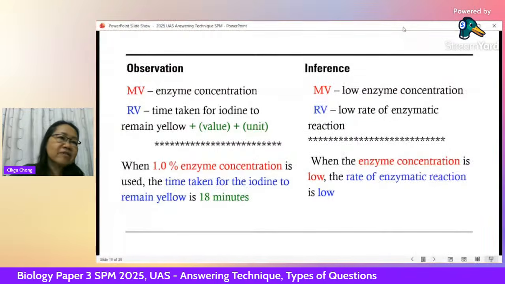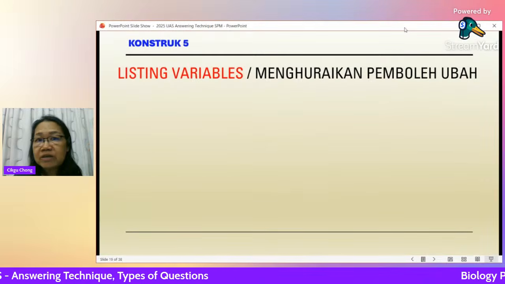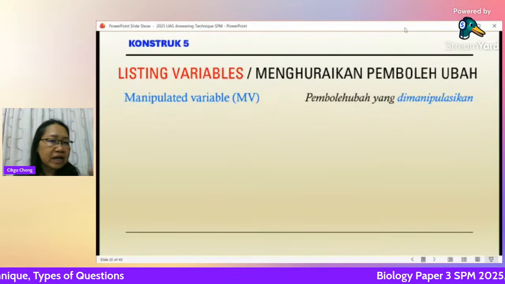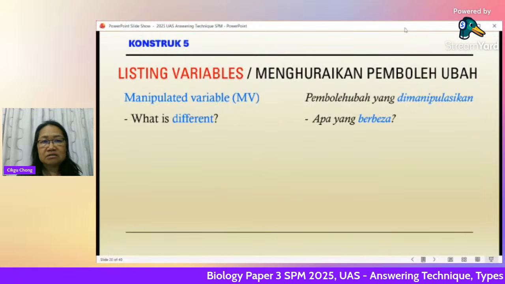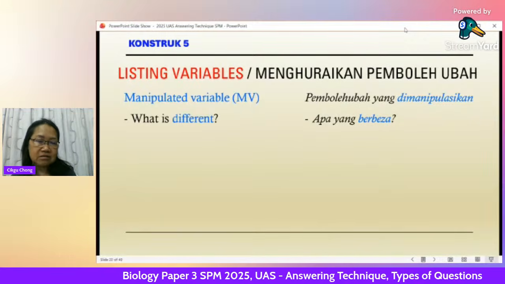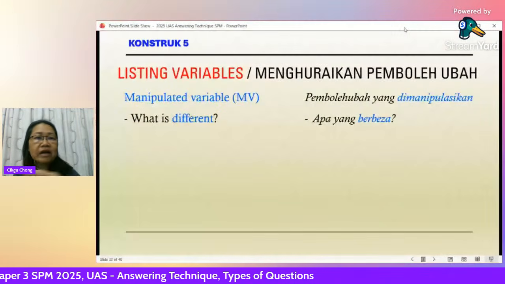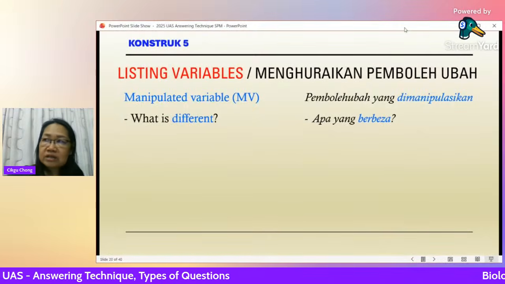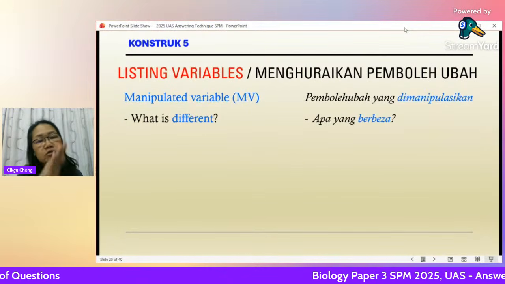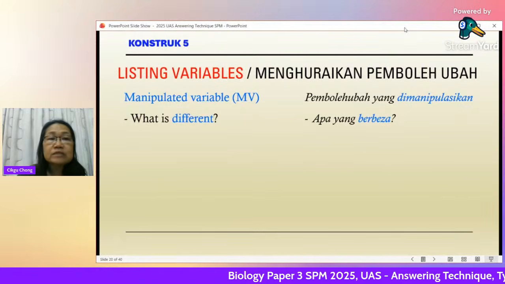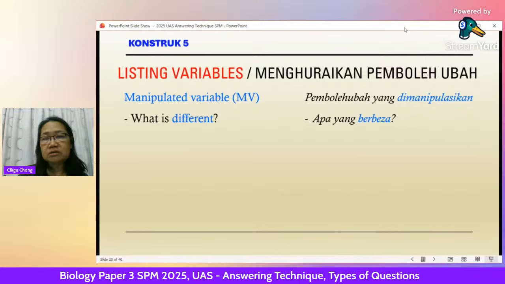Suzaidi, Ashraf. Okay, right. Next, now listing variables. Now listing variable is the easiest one. You can get the answer from your question actually. What is it that you change? Enzyme concentration: 0.5, 1.0, 1.5. They give you all these values, different concentration. That is what is changed. They want you to test this. That is what is different. Ask yourself, what is different? That is the manipulated variable. What did I change when I do the experiment?